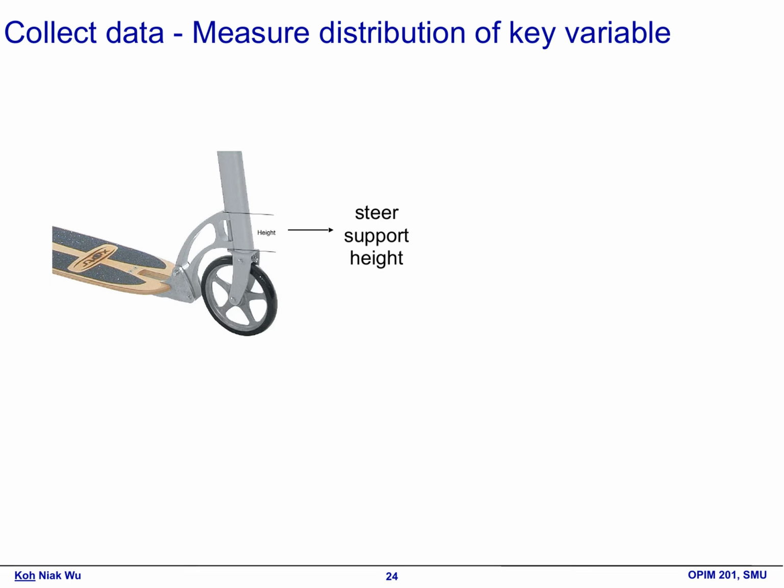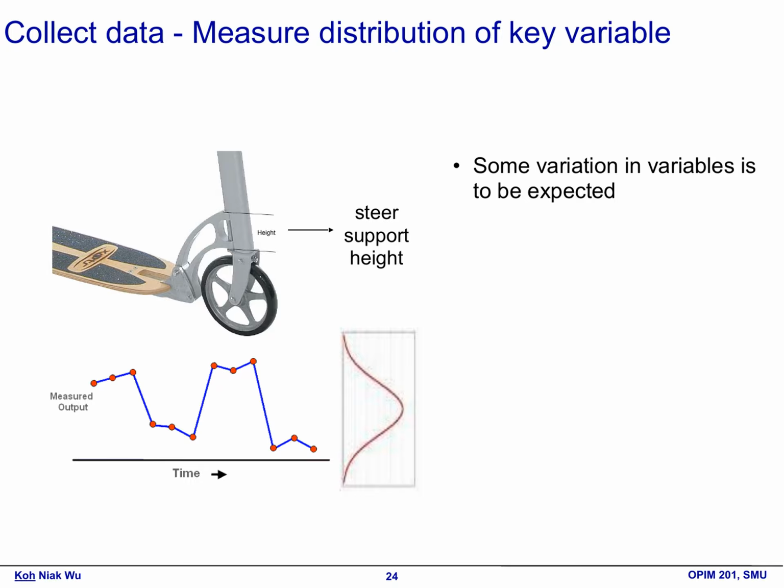In a bustling manufacturing facility, the process of producing a new scooter model was in full swing. Engineers had gathered around a table, discussing the key variable, the steer support height. This measurement was critical, as it directly influenced the scooter's stability and user satisfaction. As the engineers delved into the data, they recognized that some variation in the measurements was to be expected. After all, variations were an inherent part of any manufacturing process.